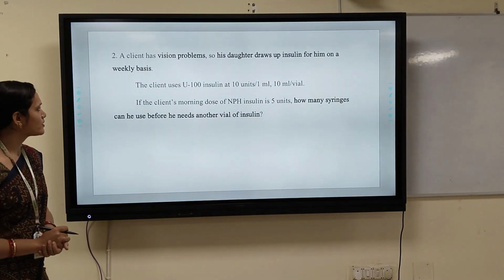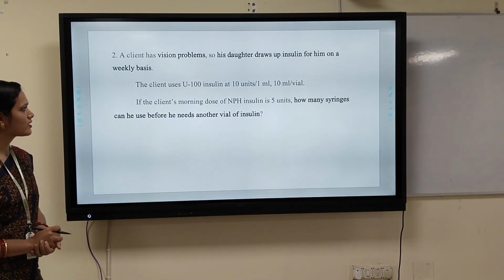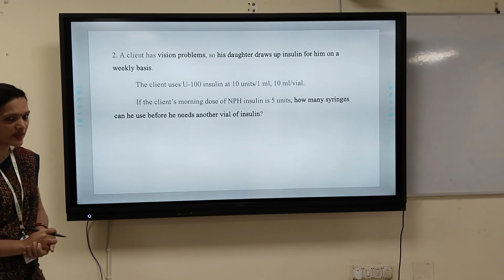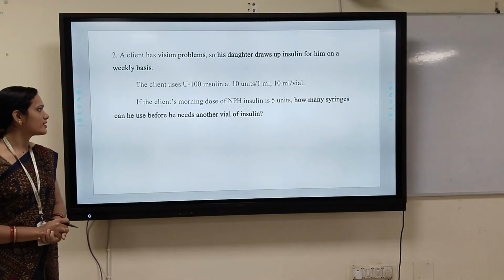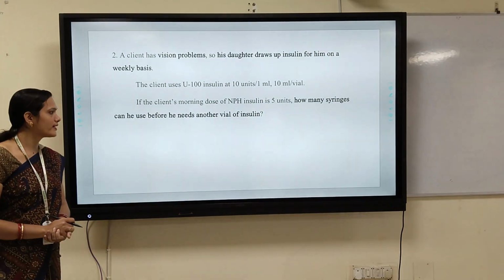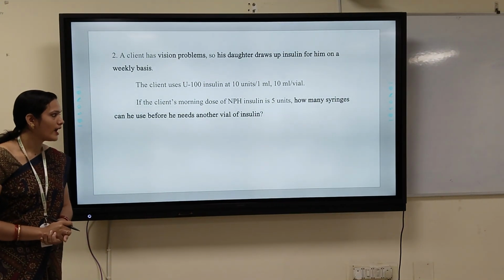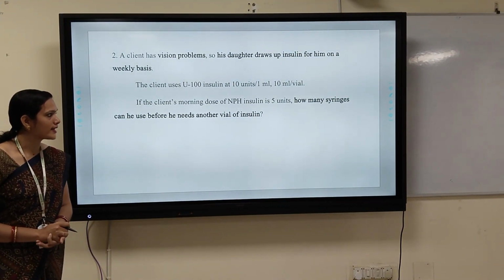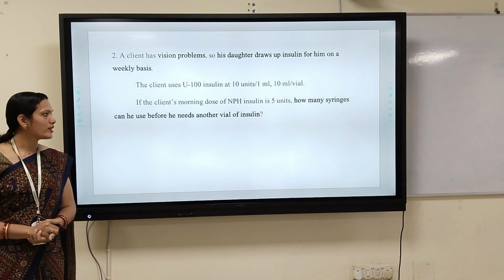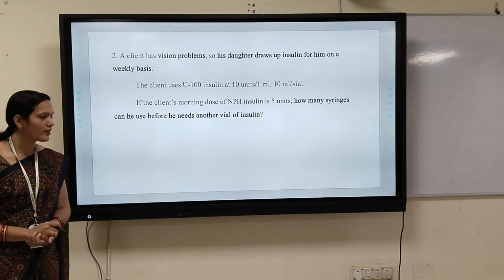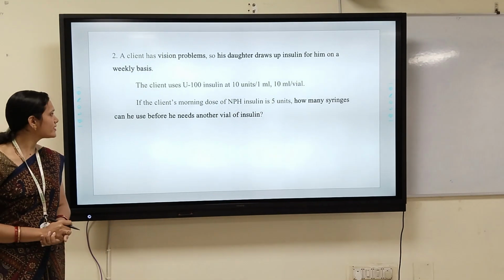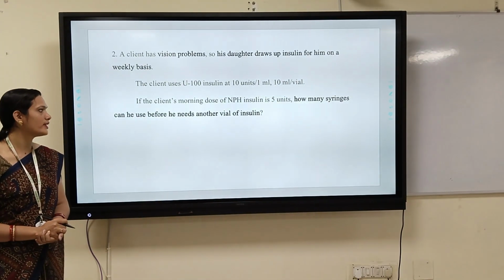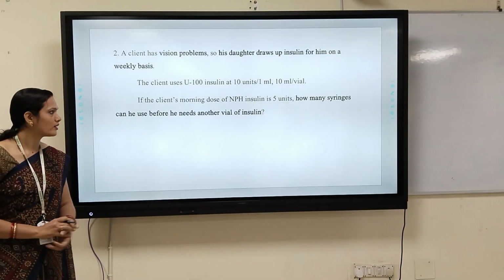A client has vision problems, so his doctor draws up insulin for him on a weekly basis. The client uses U100 insulin at 100 units per 1 ml and one vial contains 10 ml. If the client's morning dose of NPH insulin is 5 units, then how many syringes can be used before he needs another vial of insulin?